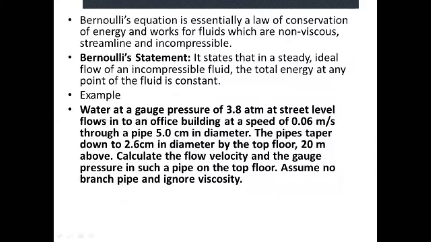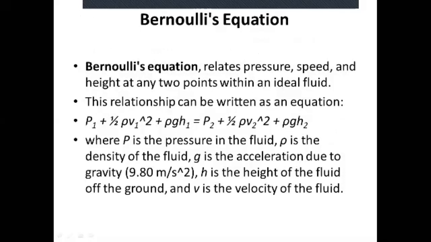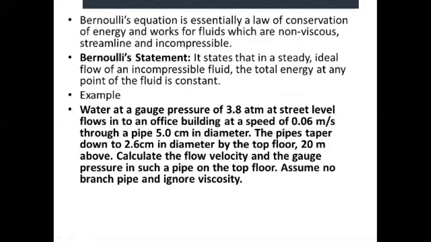So it is said that in a steady ideal flow of an incompressible fluid, the total energy at a point of the fluid is constant. The equation of kinetic energy is a half times mass times the square of the velocity. But since this is per unit volume, mass over volume gives you density. That is why here we have the density, and here we have the velocity. There's an example here concerning Bernoulli's equation. You're given water at a gauge pressure.